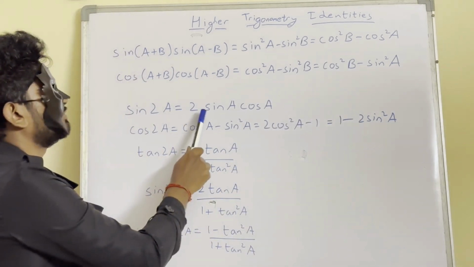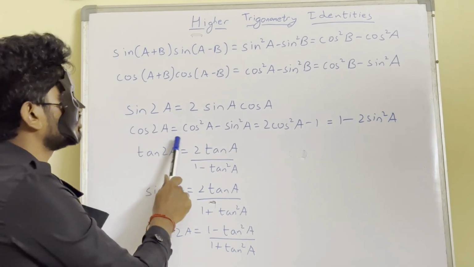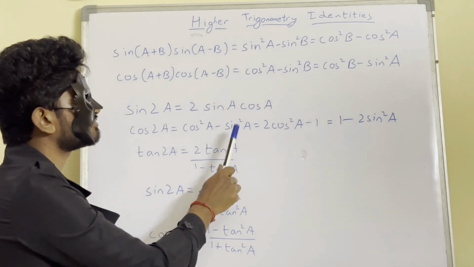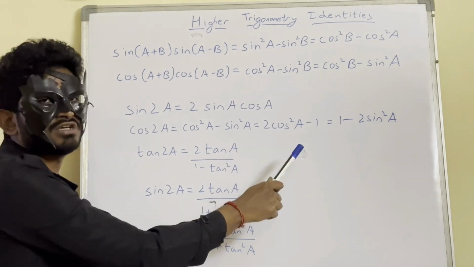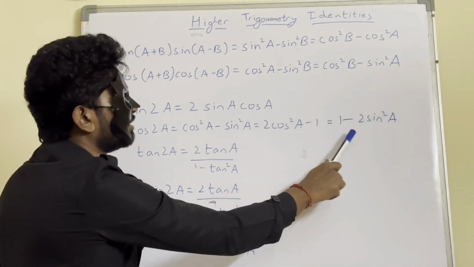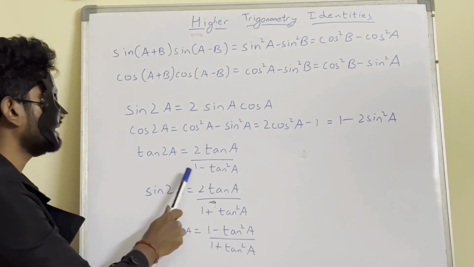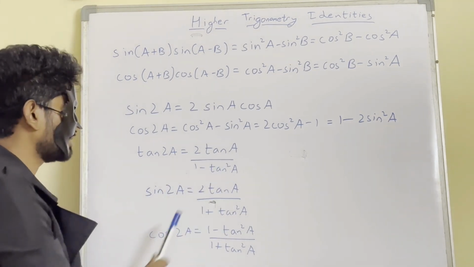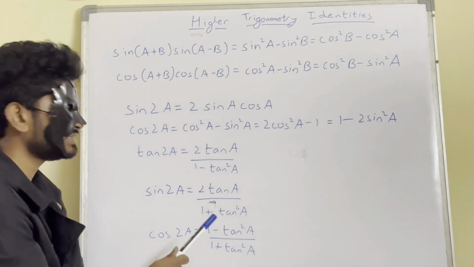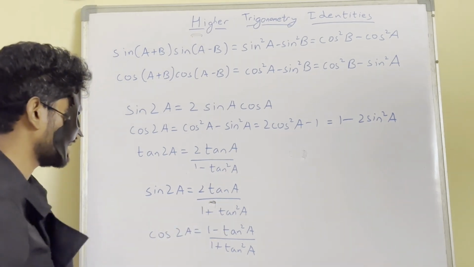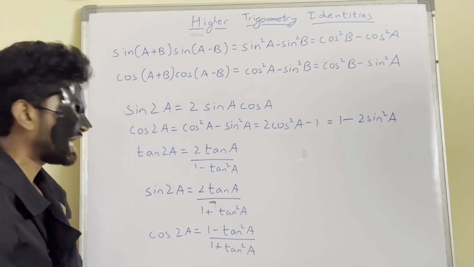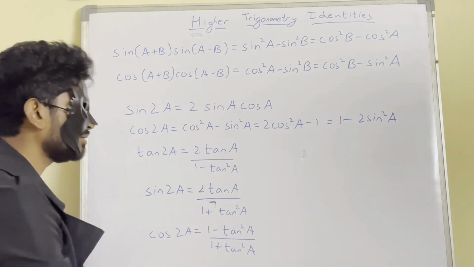Sin 2A is nothing but 2 sin A cos A. Cos 2A is equal to cos square A minus sin square A, which is also equal to 2 cos square A minus 1, which is also equal to 1 minus 2 sin square A. Tan 2A is equal to 2 tan A by 1 minus tan square A. Sin 2A in terms of tan is nothing but 2 tan A by 1 plus tan square A. Cos 2A in terms of tan is nothing but (1 minus tan square A) by (1 plus tan square A).